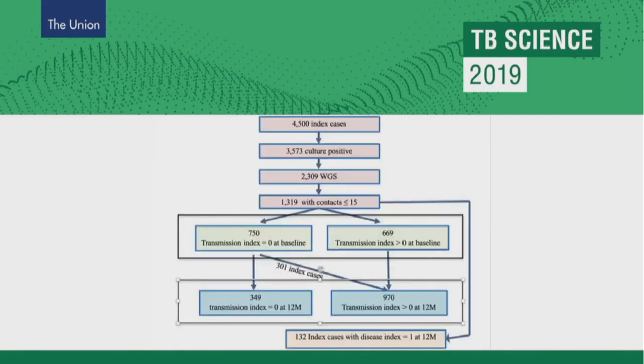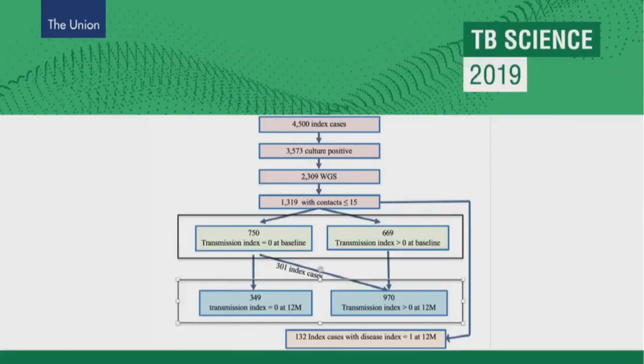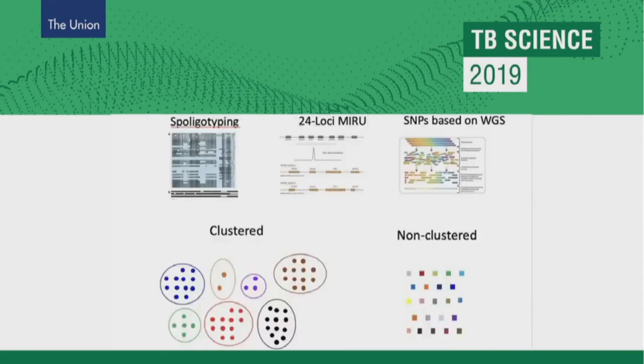So at the end of the day, we had 4,500 index cases. About 3,573 were culture positive. Many of those have now been sequenced. We looked at households that had contacts under 15 years of age, and that narrowed the numbers down. And then we counted the numbers of transmission events and disease events that occurred.